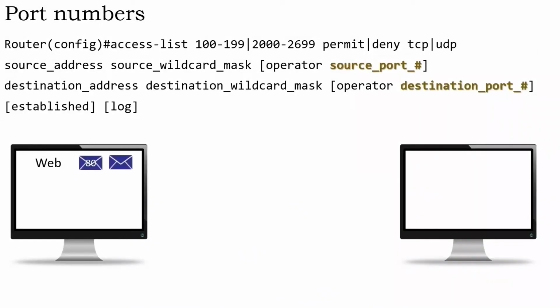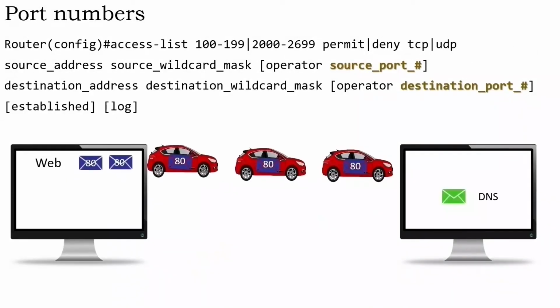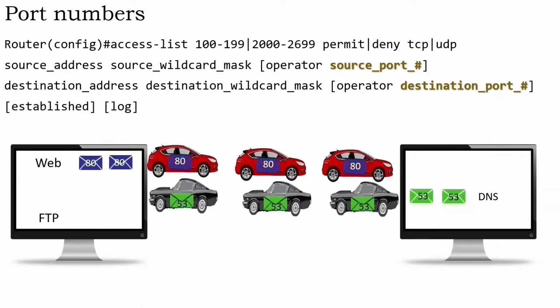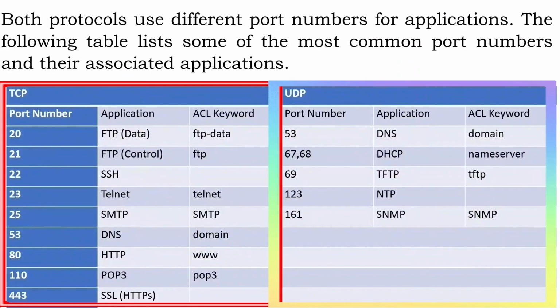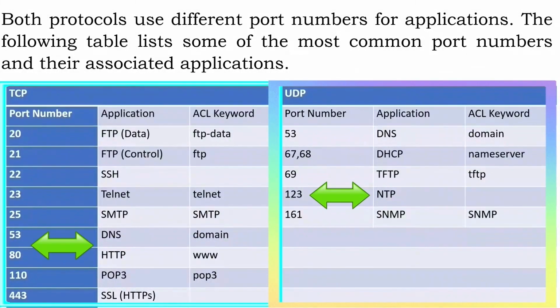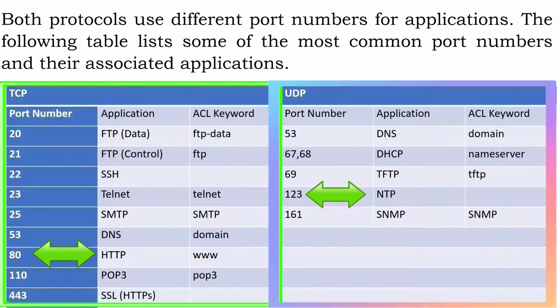Both protocols can simultaneously transport data of many applications. Both protocols use a unique number for each application to keep its data separate from other applications. These numbers are known as port numbers. Both protocols use different port numbers for applications. For the CCNA exam, you should know these port numbers.